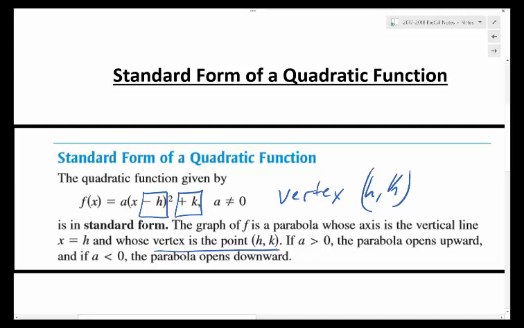And it says that right in here, the vertex is the point. So if I have this function, the graph of f is a parabola whose axis is the vertical line x equals h, and whose vertex is the point h comma k. When it says axis, that means the axis of symmetry, which runs right through the vertex. If a is greater than 0, the parabola opens upward. If a is less than 0, it opens down. In other words, if a is positive, it opens upward, and if a is negative, it opens downward.